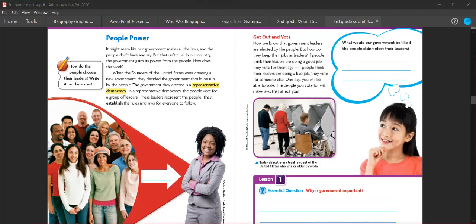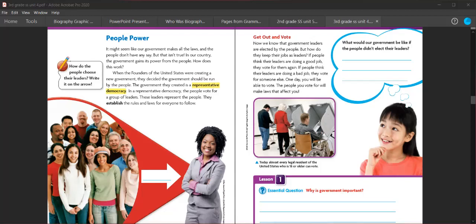When the founders of the United States were creating a new government, they decided the government should be run by the people. The government they created is a representative democracy. In a representative democracy, the people vote for a group of leaders. These leaders represent the people. They establish the rules and laws for everyone to follow. Quick check. What do we call a government where the people vote for their leaders?